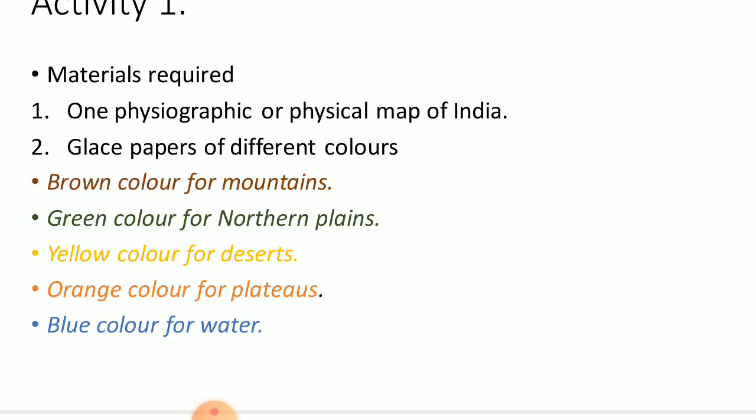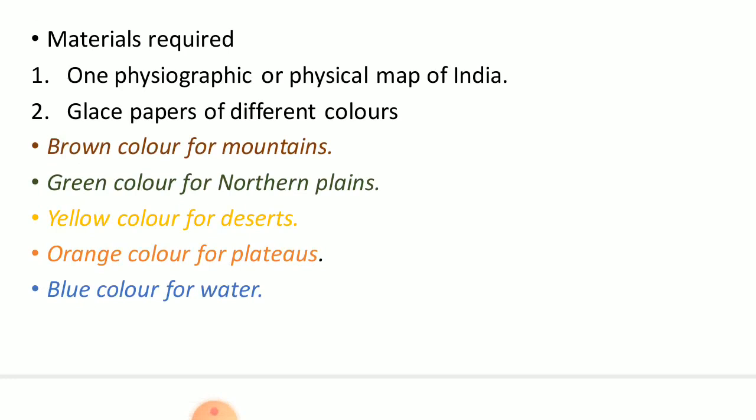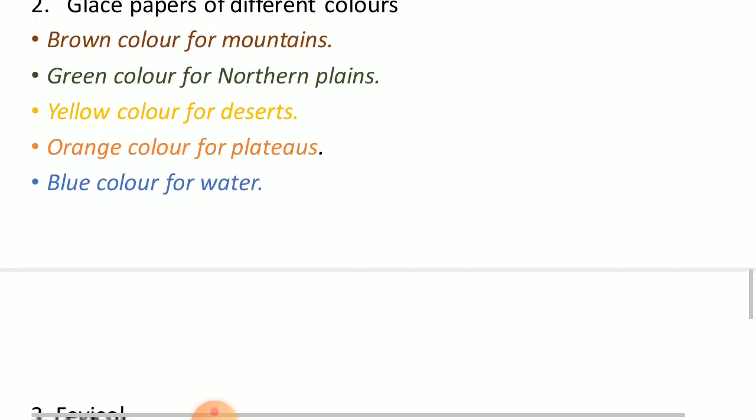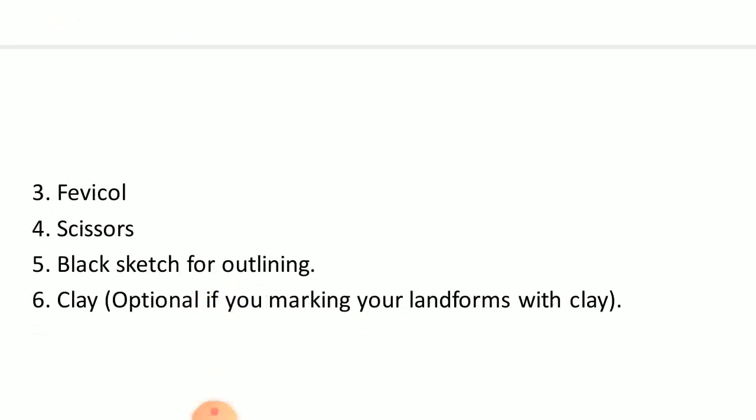of different colors like brown paper for mountains, green color for northern plains, yellow color for deserts, orange color for plateaus and blue color for water. Third is Fevicol or glue, fourth is scissors, fifth is black sketch for outlining and sixth one is clay.